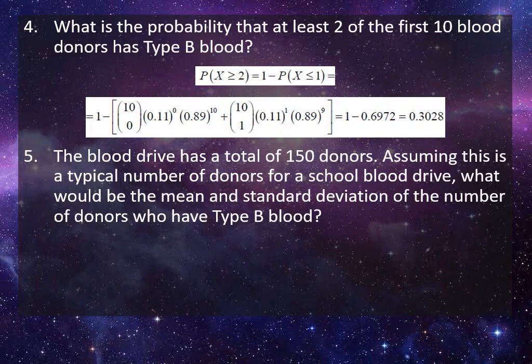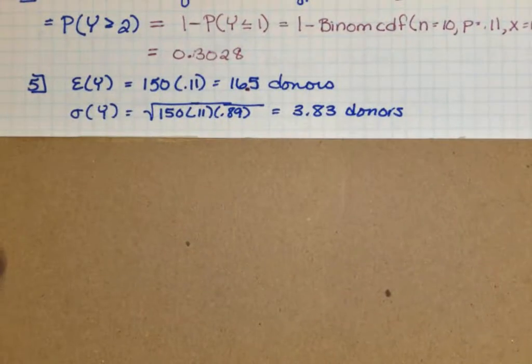It's all good. Okay? Number 5, now we're changing what we're talking about here. We're changing our distribution. So now we have 150 donors, and what is it asking me to do? Geometric or binomial? Binomial. And what do I need to calculate? The mean and the standard deviation. So please take a look at how this is written. You want to make sure you're using the proper notation, and all this is the formulas. Yes, sir?